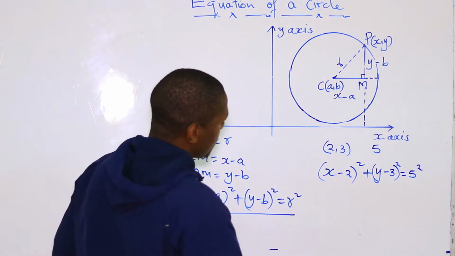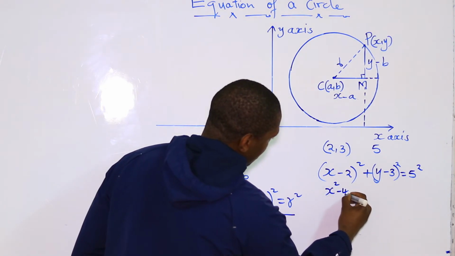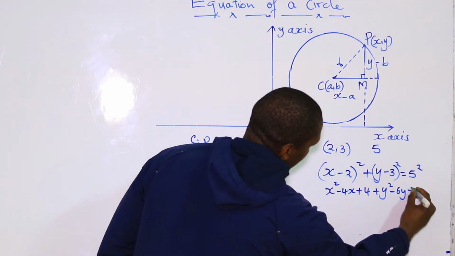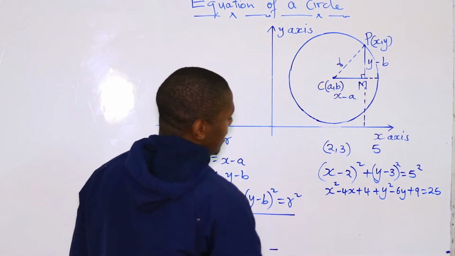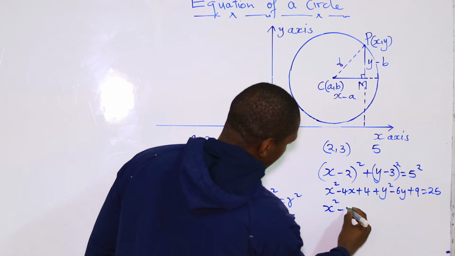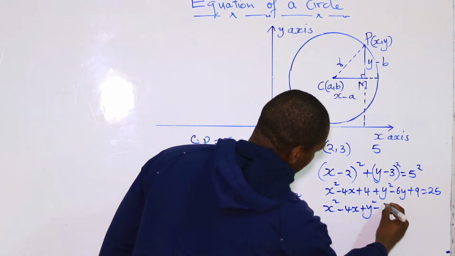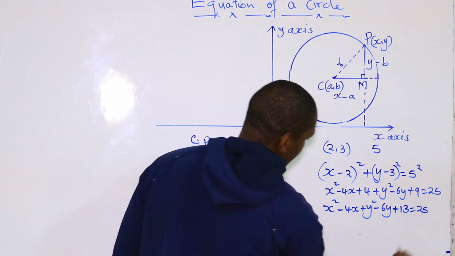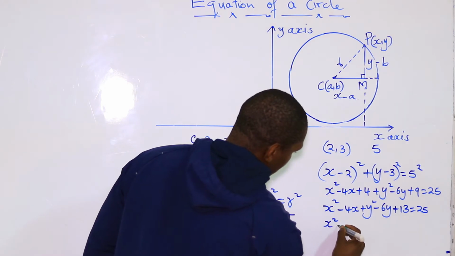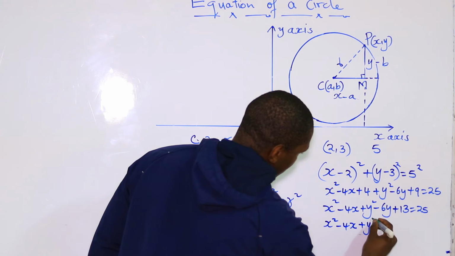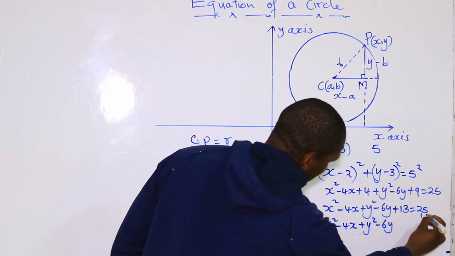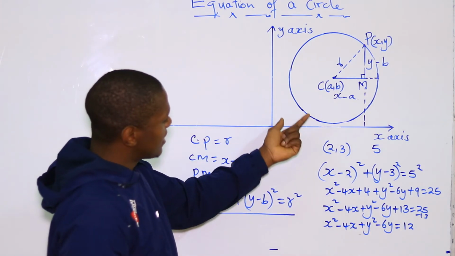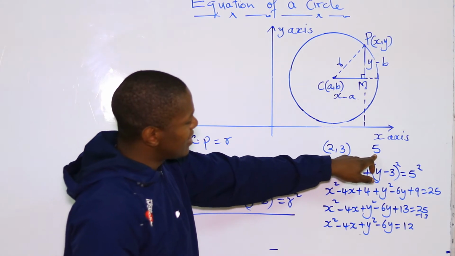squared. Opening this up, you'll have x squared minus 4x plus 4 added to y squared minus 6y plus 9 is equal to 25. Putting like terms together, you have x squared minus 4x plus y squared minus 6y. 4 plus 9 is 13, so plus 13 is equal to 25. Taking 13 to the other side, we have x squared minus 4x added to y squared minus 6y is equal to 12. So this is the equation of a circle whose center is (2, 3) and has a radius of 5.